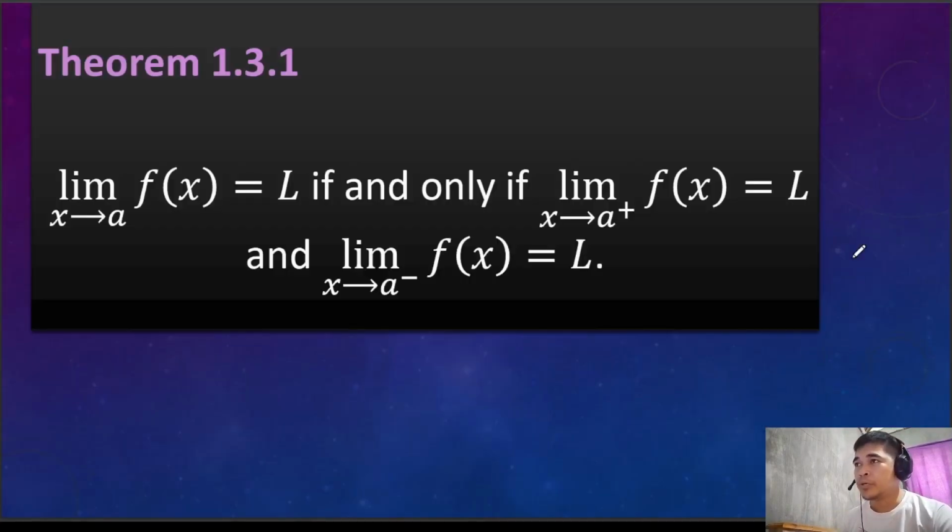Theorem 1.3.1. The limit of f of x as x approaches a is equal to L if and only if the limit of f of x as x approaches a from the right side equals L, and the limit of f of x as x approaches a from the left side equals L. So meaning the limit from the right hand and left hand are the same number. Then in general the limit of f of x as x approaches a is equal to L. So there is a limit.